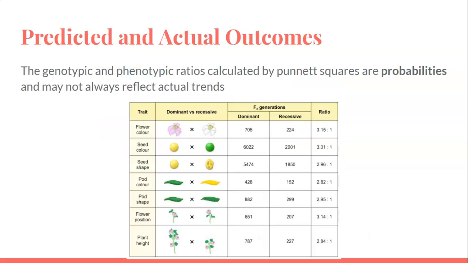Now, predicted versus actual outcomes. So when you are using a Punnett square, you are calculating the probability. That's why that word is bolded, because when you do a Punnett square, that does not guarantee exactly what you're going to get. It gives you a probability that you may get a 3-to-1 ratio or a 1-to-1 ratio, but it will not tell you that you will get exactly 50-50, right? You'll get close to that ratio, but it's just a best guess. It's a probability.